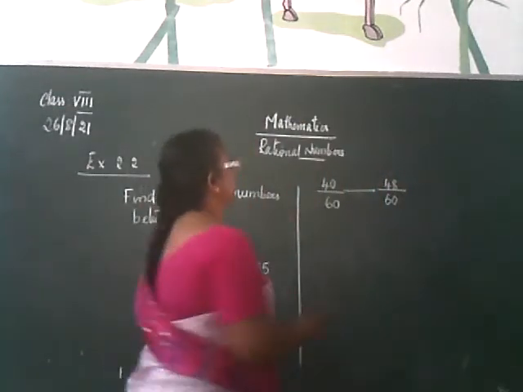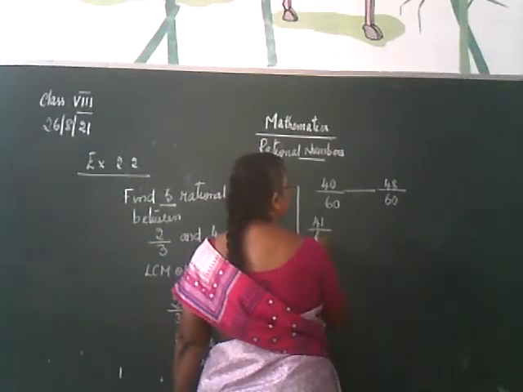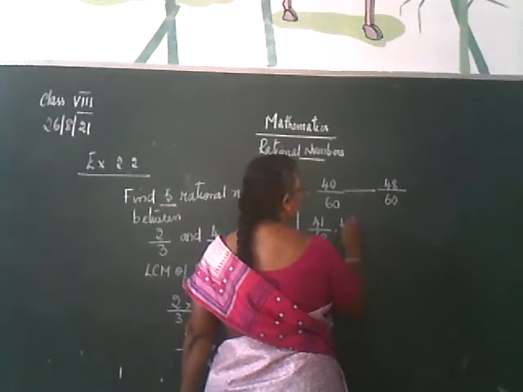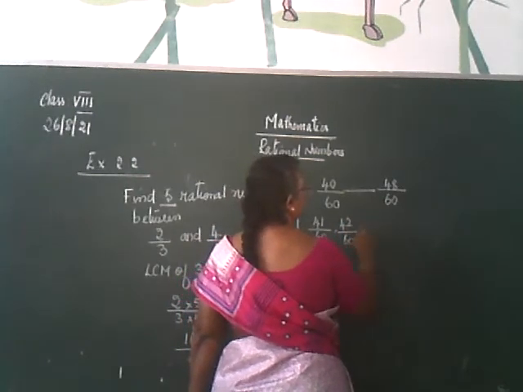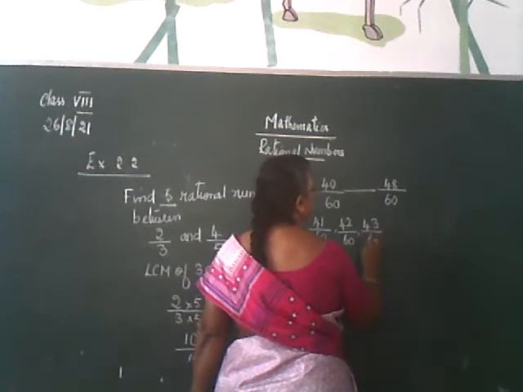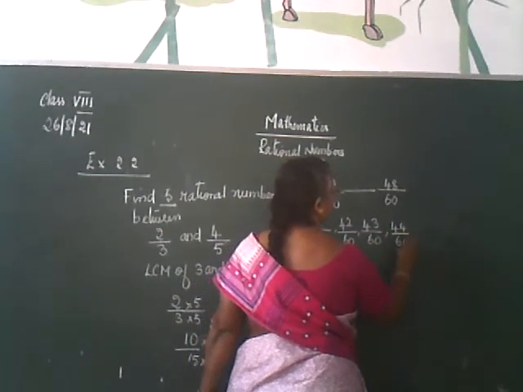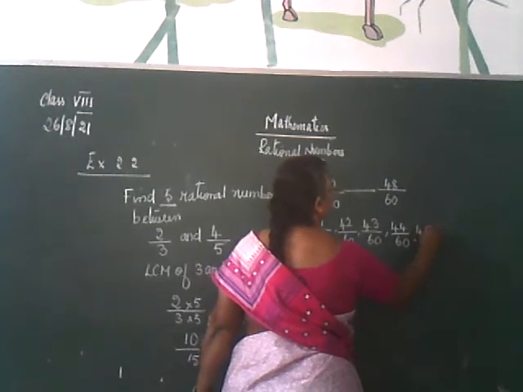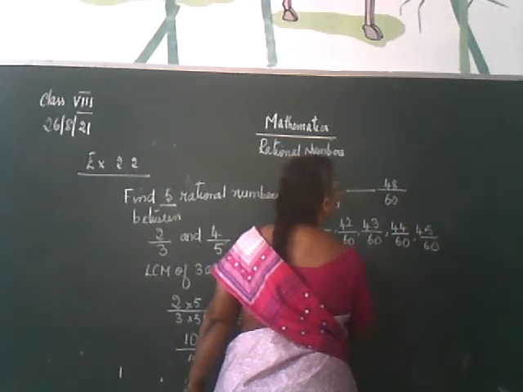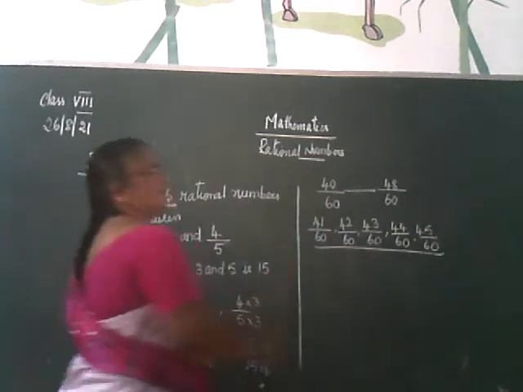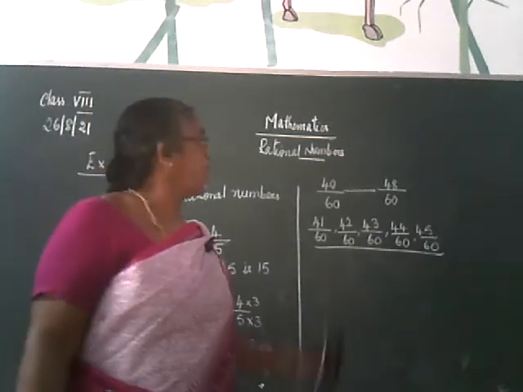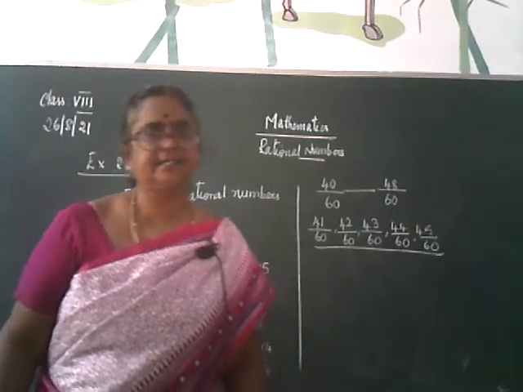You can write 41 by 60, 42 by 60, 43 by 60, 44 by 60, 45 by 60. I need only 5. So, I have written only 5. So, up to 47 you can write, isn't it?